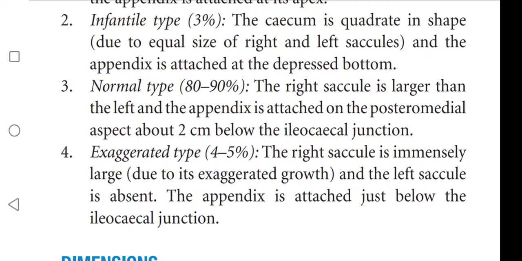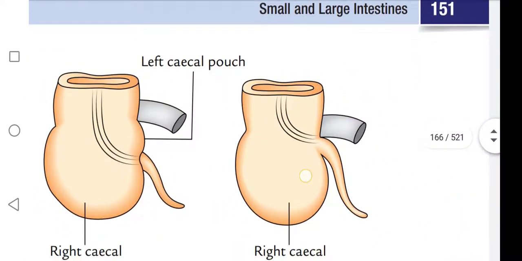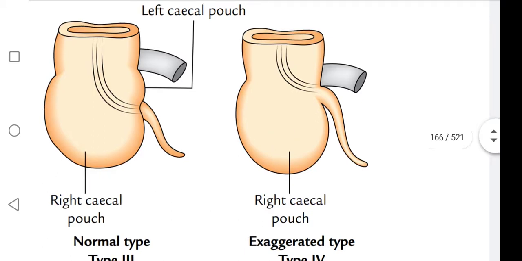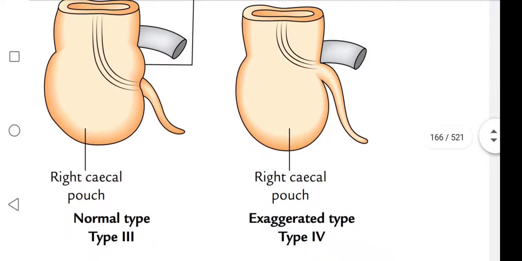The appendix is attached just below the ileocecal junction. If I show a diagram, this is the exaggerated type of cecum. It is nearly 4 to 5% present. Due to the exaggerated growth of the right cecal pouch, we may not find the left cecal pouch, and the vermiform appendix is present just below the ileocecal junction. Okay guys, is it clear to you?